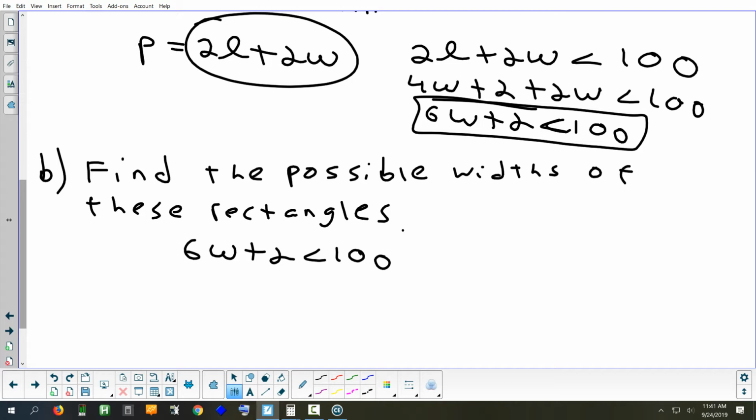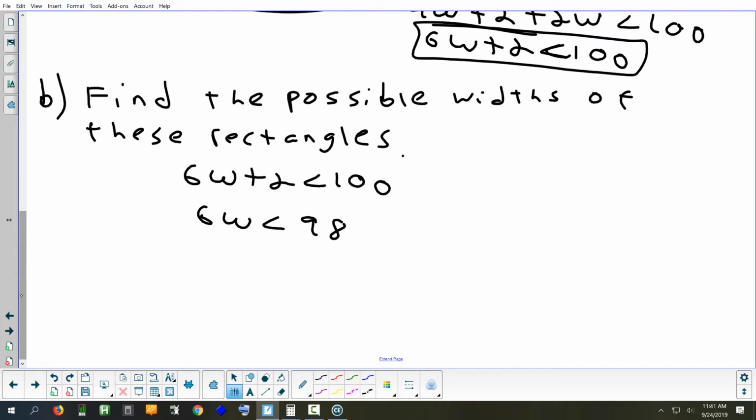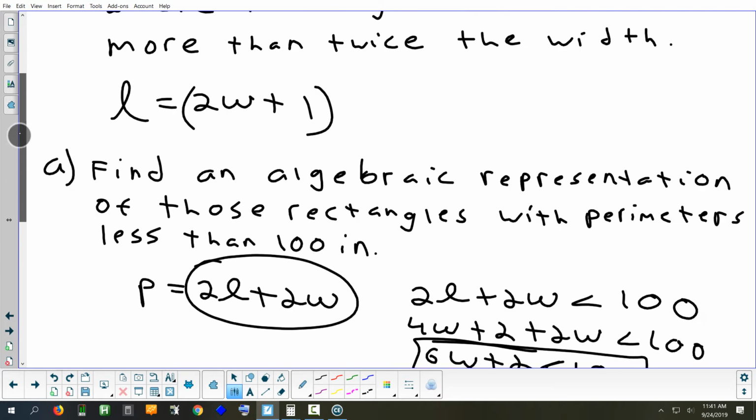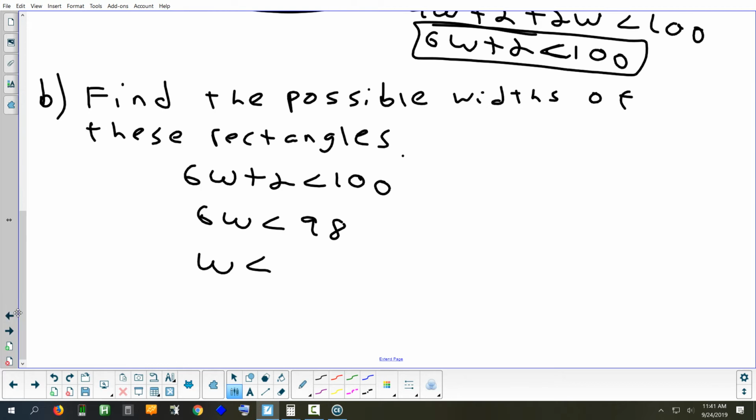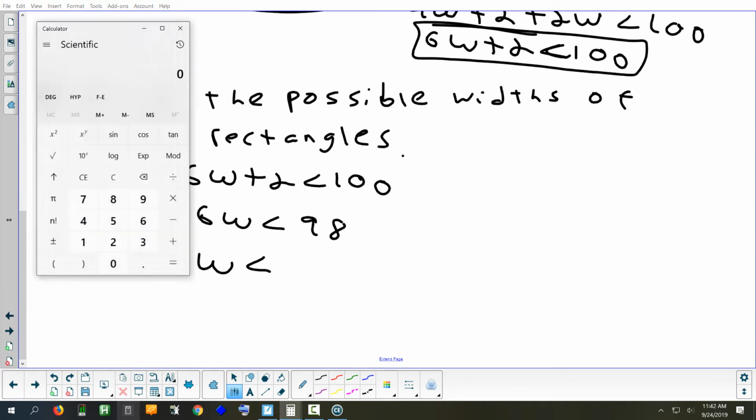First step to solve it, subtract 2. What's that, 98? And last step, divide by 6. So that tells me if I want the perimeter less than 100, and I want it to meet this condition where the length is one more than double the width, my width has to be less than 16.3.